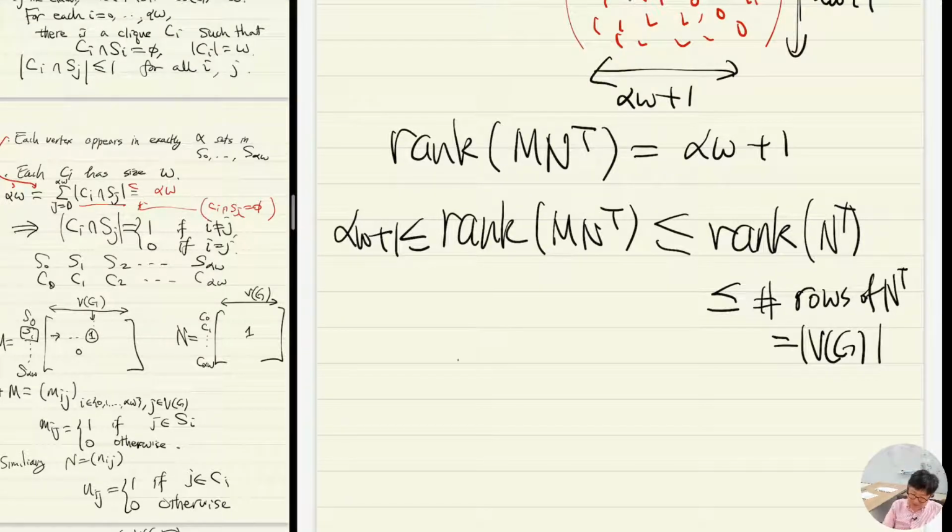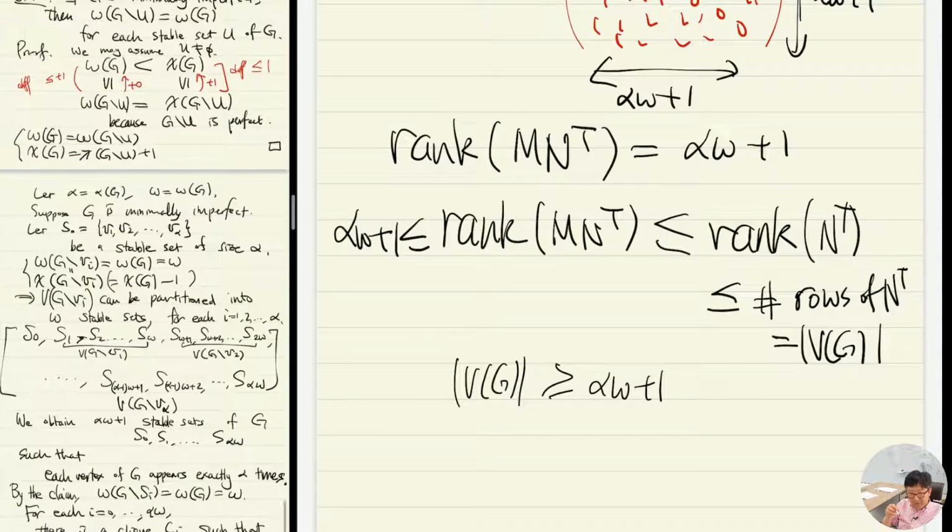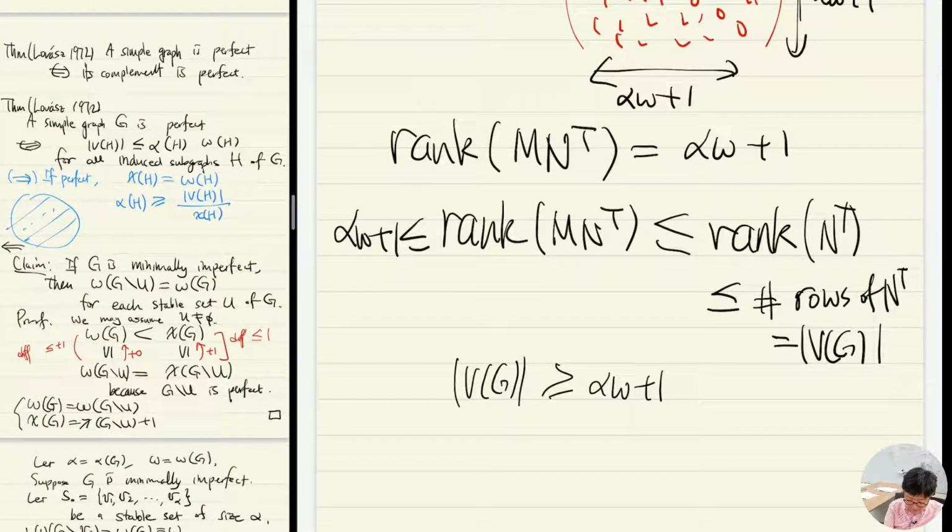Wait, so then what does that mean? That means the number of vertices of graph G is at least alpha omega plus 1. Right? So what does this mean? This means if you have a minimally imperfect graph, the number of vertices is at least alpha times omega plus 1. So why does this prove our claim? Our statement that we wanted to prove was the following: a graph is perfect if and only if the number of vertices of any induced subgraph is at most alpha times omega. So if you have a graph which is not perfect, then it must have an induced subgraph which is minimally imperfect, and that induced subgraph will violate this inequality. So that's the proof. Okay?